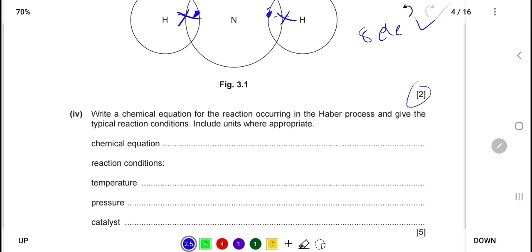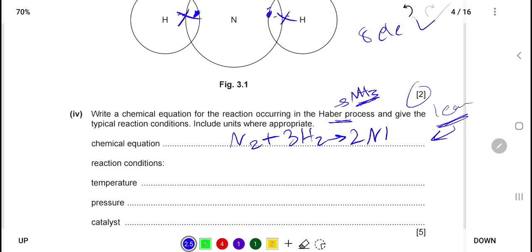And now part IV is: write the chemical equation for the reaction occurring in the Haber process. The Haber process is about the production of ammonia, just for your own knowledge, and give the typical reaction conditions. Need to learn this, please. Learn all of this. Now the chemical equation, you need to learn it with the balancing: N2 plus 3H2 equals 2NH3.